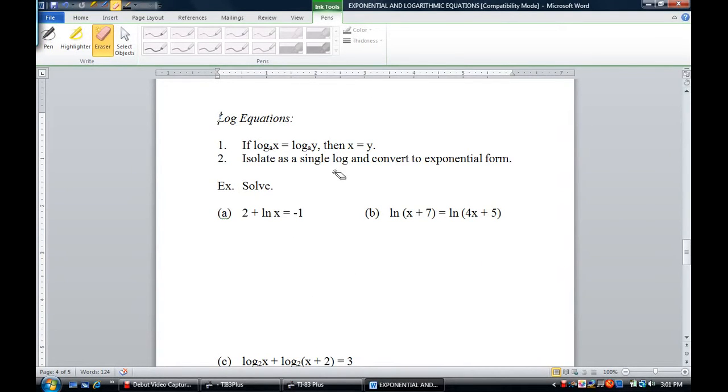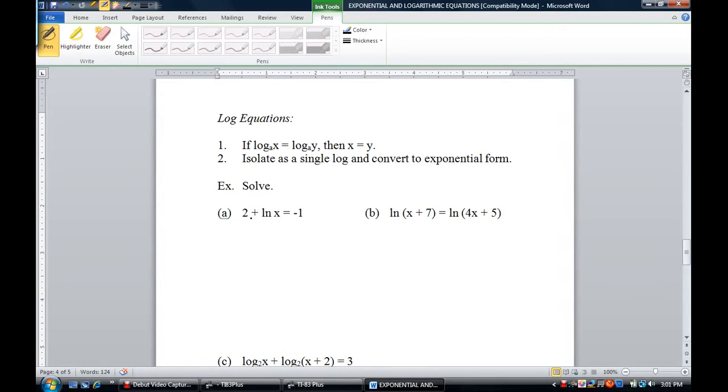Log equations. Now to solve log equations, if you have two sides that are equal and the logs are isolated on each side with the same base, that means that the outputs, or the x and the y, have to be the same also. So keep that in mind. Otherwise, we're going to isolate as a single log if there's more than one log on the same side, and then we're going to use the definition to convert to exponential form. So let's do some examples.